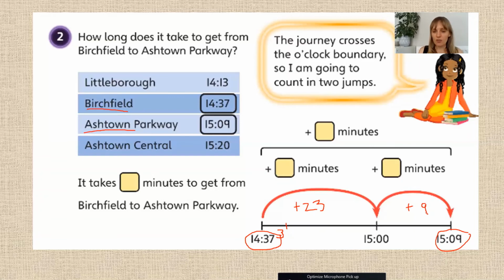So in total, 23 add 9. Or here's another good trick: if you're adding 9, don't calculate it by writing it all down. What I always do is round 9 up to 10. If I do 23 add 10, I get to 33. Now I've had to add 1, so at the end I've got to take 1 away, so it becomes 32 minutes. That means it takes 32 minutes to get from Birchfield to Ashtown Parkway. Okay, oops, see, there's my 2. Not a very good 2.